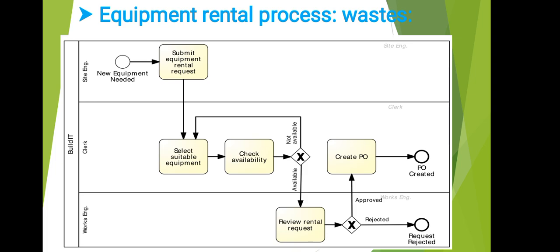Now, if we need a specified equipment for a specified product, first we have to send a rental request. Then we would have to select the suitable equipment. We would see the availability of that specific equipment. If it is available, it's a green signal, move to the review rental request. The rental request would be reviewed. If it is a green signal, it would go to the create purchase order. If the signal is not green, the request is rejected. So it's just a flow sheet.